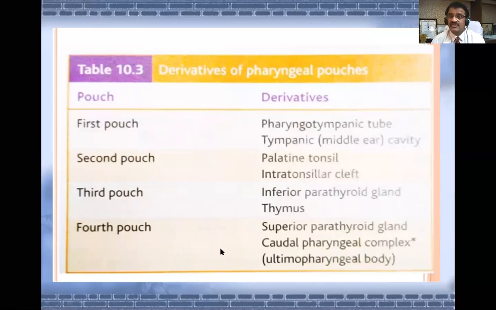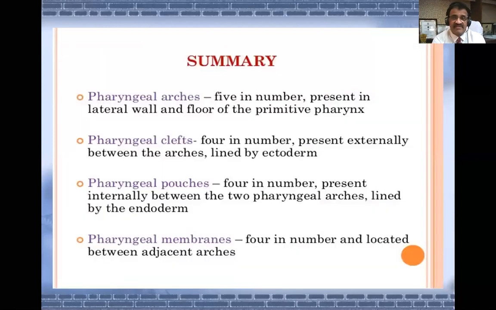This is how you remember when you learn every part of head, face, neck, and brain. This will go easy for you. You come back once again for the derivatives of pharyngeal arches after studying head, face, neck, and brain. And my dear students, with this, let us talk about the summary of the pharyngeal apparatus or branchial apparatus.